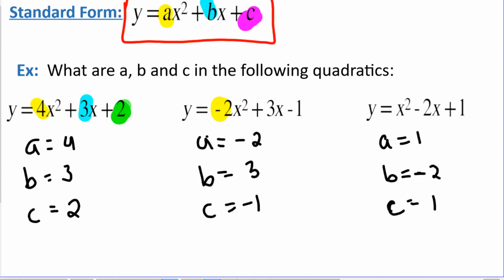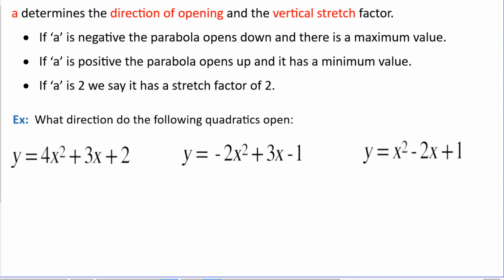So why is it important to find A, B, and C? Well, like I've said, they tell us different things. Our A value tells us two main pieces of information. It tells us the direction of opening, so it's going to help us figure out, does this graph open up or does this graph open down? It also tells us the vertical stretch factor. What that means is it's telling us how much our graph has been pulled or pushed in a vertical direction. Picture grabbing an elastic band. If you stretch it vertically, the sides are going to pull in. It's going to get more narrow. And if you push it down from the top, it's going to get more wide.